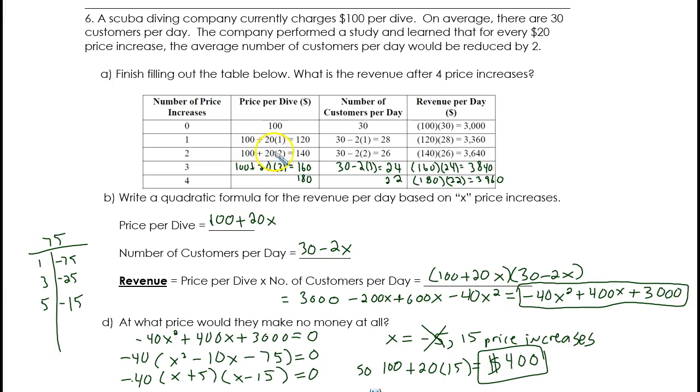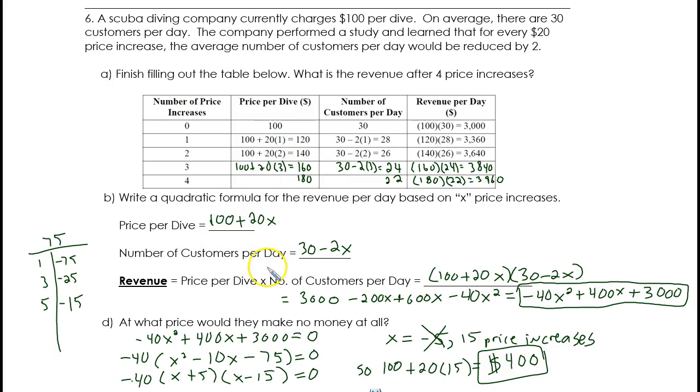If they go up another $20, so that would be 2 times 20 or $40, they're now at $140 per dive. Their customers has gone down by 2. And again, they're doing okay. They're making more money. And this trend of making more money is going to continue if we keep this pattern going. After 4 days, they're going to be getting $180 per dive, only have 22 customers, but they're going to net $3,960.